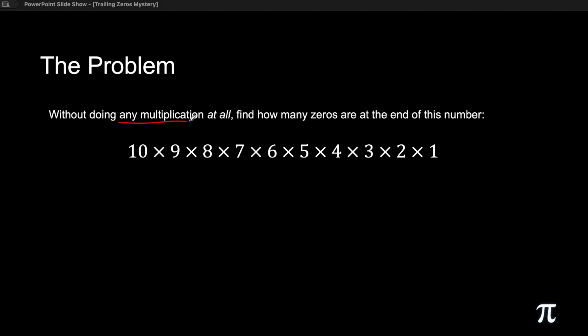Without doing any multiplication at all, find how many zeros are at the end of this number. So we're given 10 times 9 times 8 times 7 times 6 times 5 times 4 times 3 times 2 times 1, and we have to find how many zeros are at the end of this product. But the catch is we can't multiply it out. So this seems impossible right now, so let's focus on what we can figure out from this.